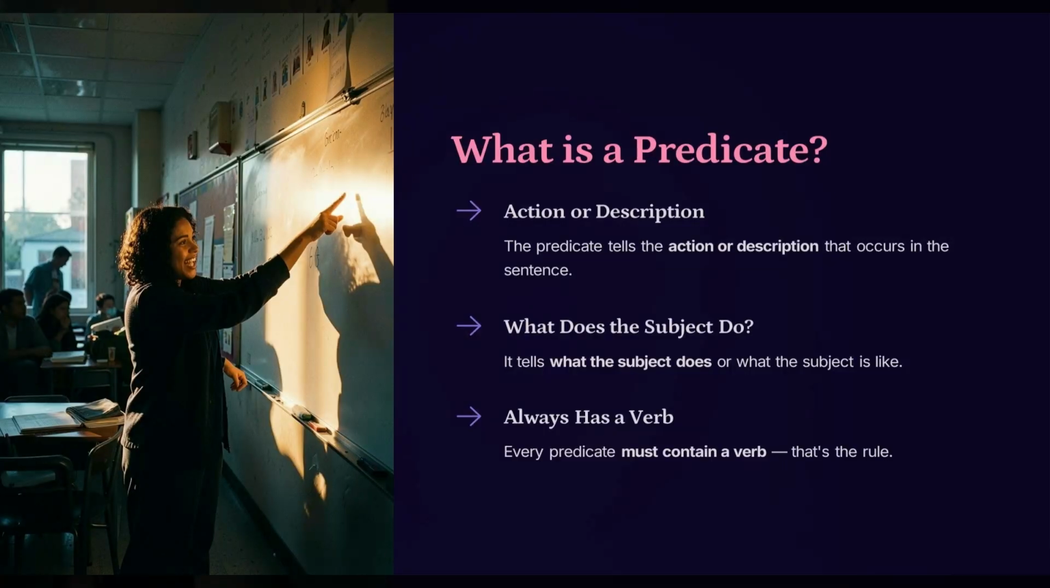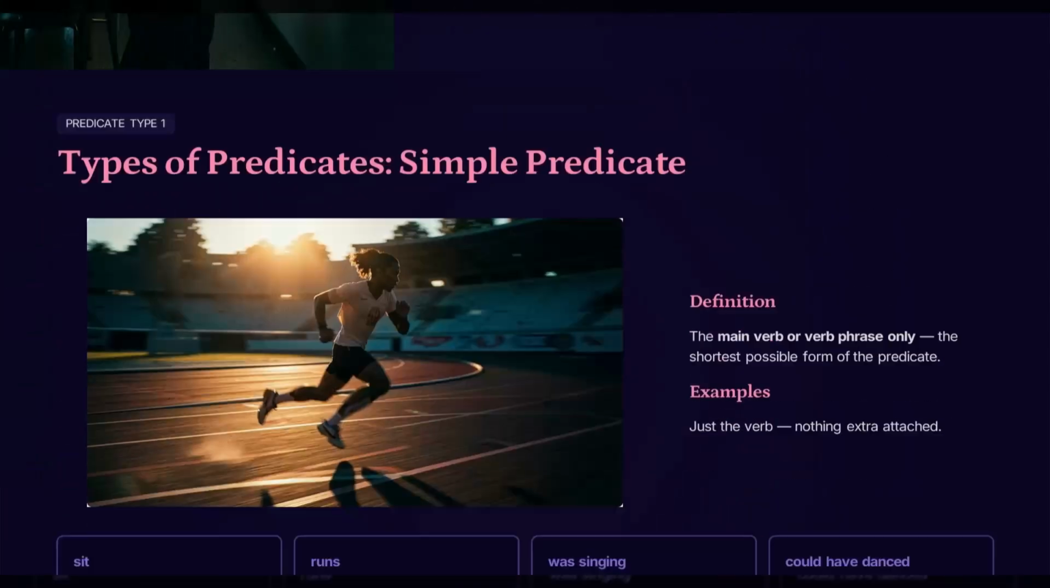What is a predicate? Action or description. The predicate tells the action or description that occurs in the sentence. What does the subject do? It tells what the subject does or what the subject is like. Always has a verb. Every predicate must contain a verb. That's the rule.